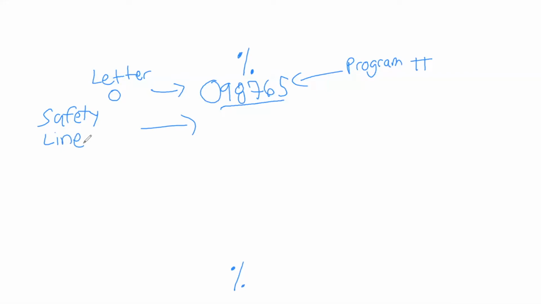So the 5 codes that we're going to use in our safety line are going to be G90, G20, G17, G40, and G80. I'm going to get into a little description about what each of these codes mean and why they're important, and then we'll continue on with our program.